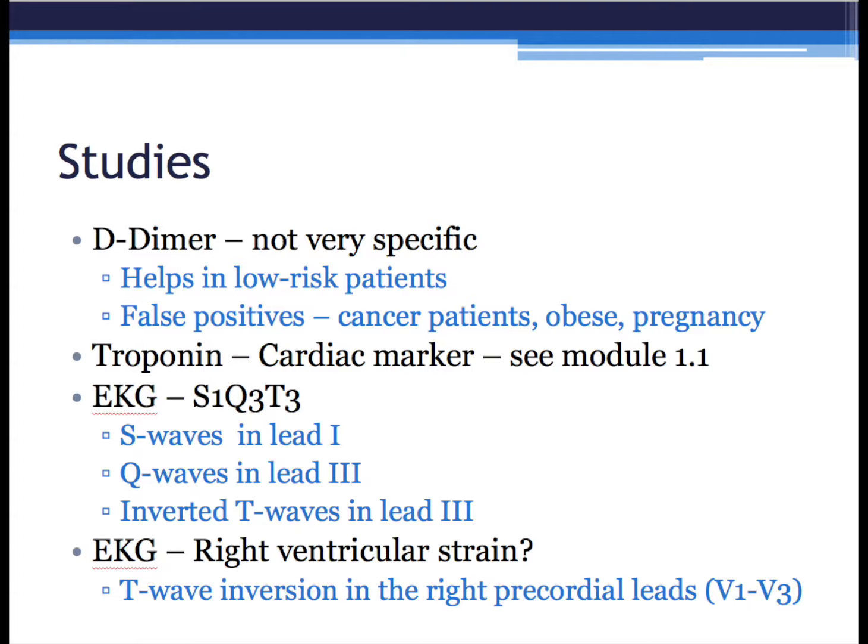Now, other physicians may still do a D-dimer. This is all physician dependent, as all these case studies we go through are. However, we're just trying to give you all the facts and why we order these tests.